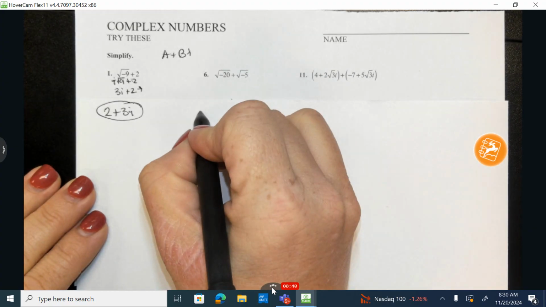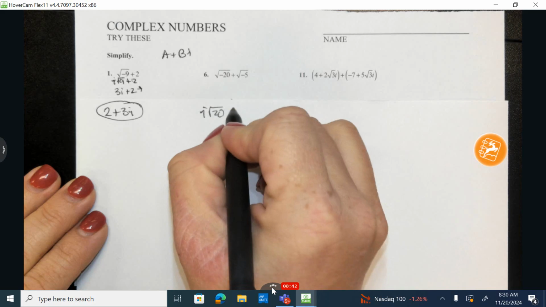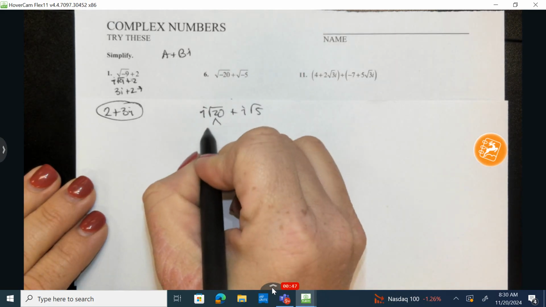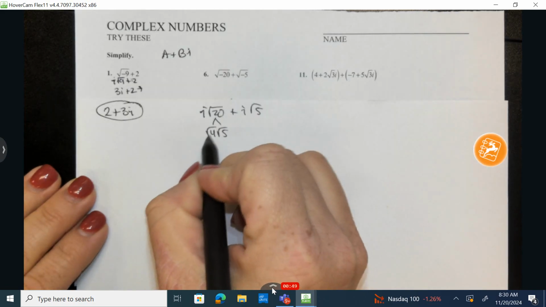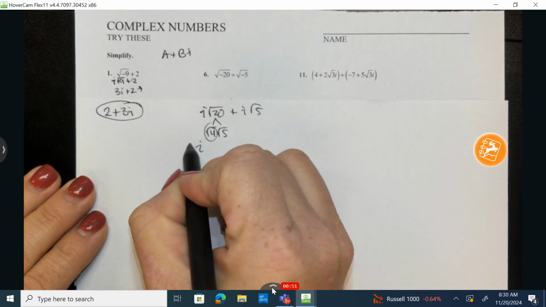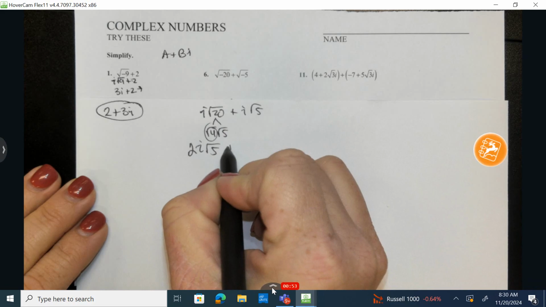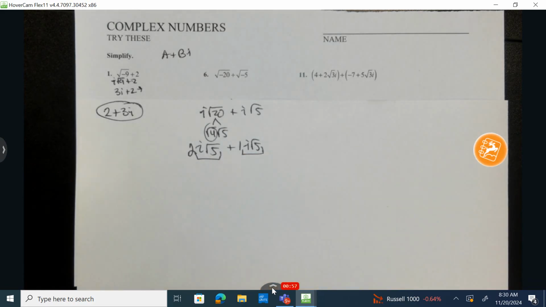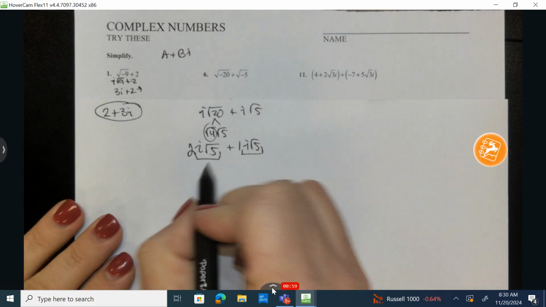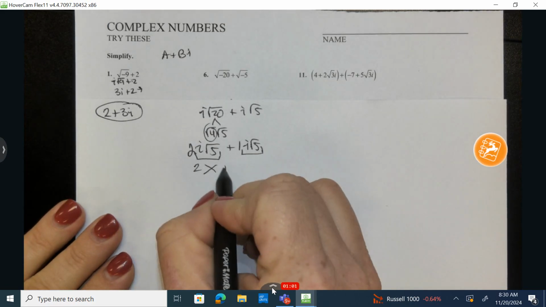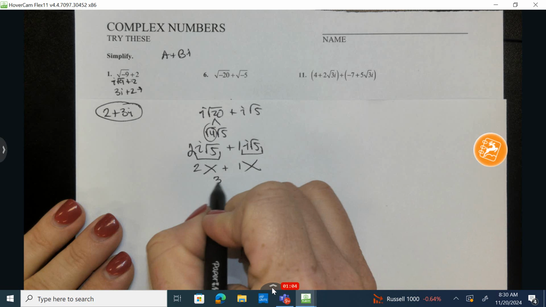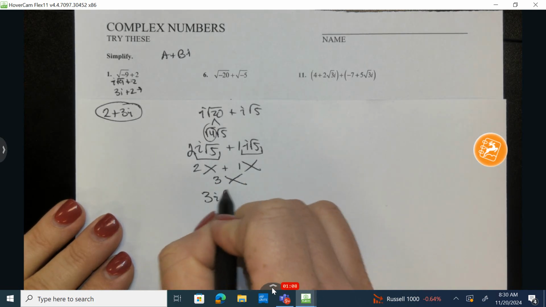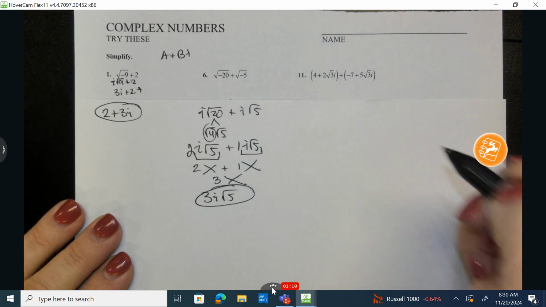Again, I can't take the square root of a negative, so it comes out front as an i. Now 20 breaks down to the square root of 4 and the square root of 5. So I have 2i square root of 5 plus 1i square root of 5. These are exactly the same. Think of this as like 2x plus 1x. 2x plus 1x would be 3x. Well, really, what is an x? It's i square root of 5. Let's look at number 11.